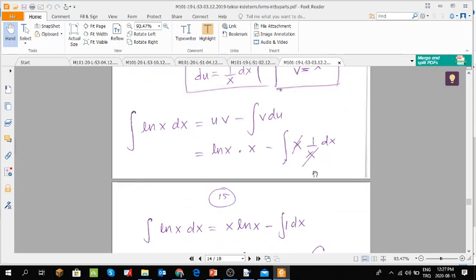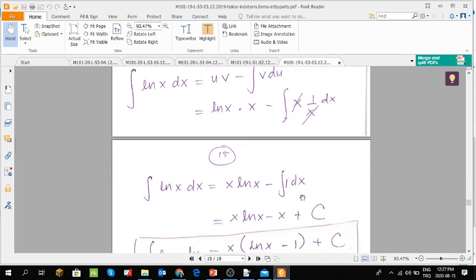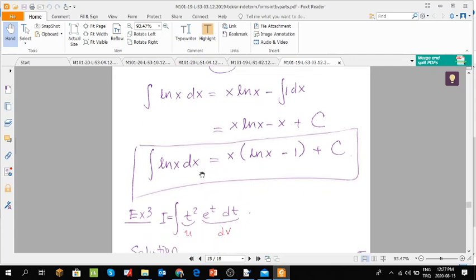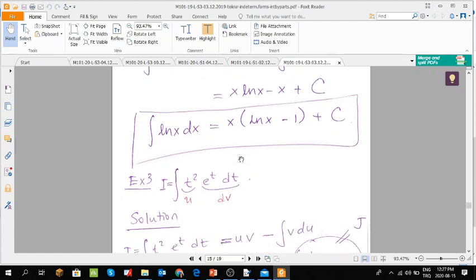You see, as long as you get this integral simplified, then you are on the right track. x ln x minus the integral of 1 dx, x ln x minus x plus c. And then this is our final answer. We factored out x, that's fine. If you didn't do it, then no problem. It would be okay too. You don't have to if you don't want to.